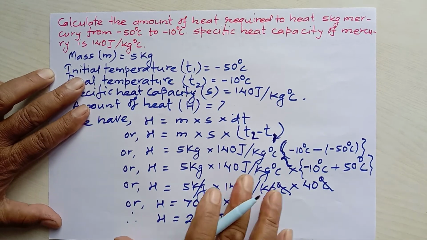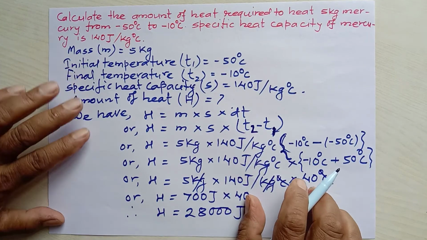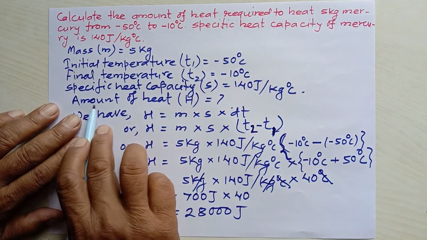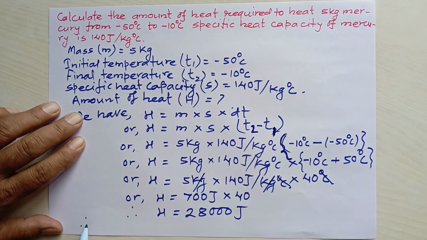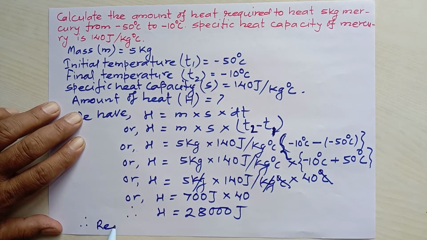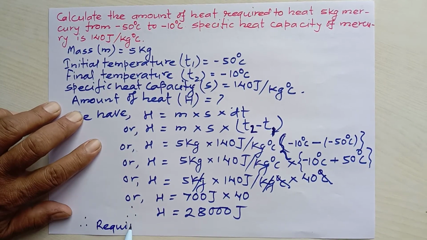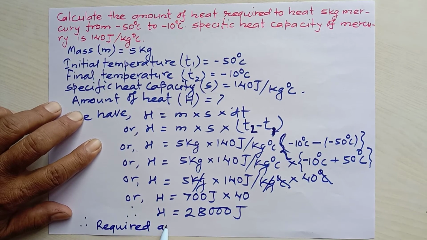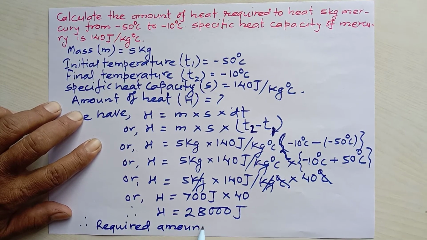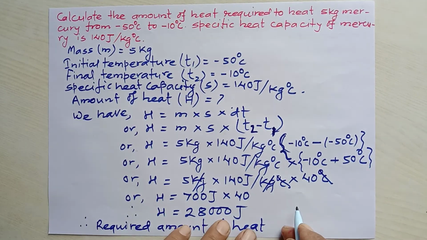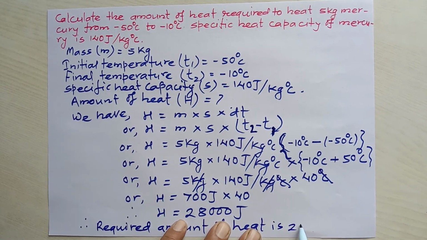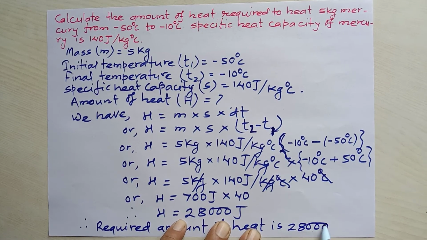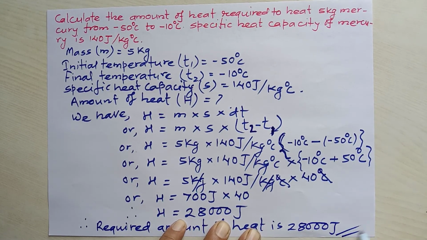Finally we can write one sentence for our answer. Here the amount of heat is required, therefore the required amount of heat is 28,000 joule. Okay, this much for today.